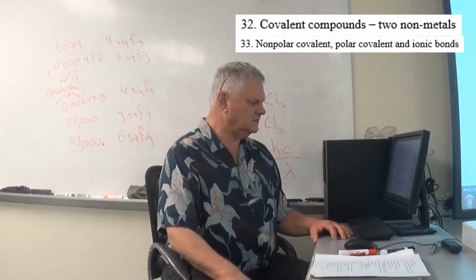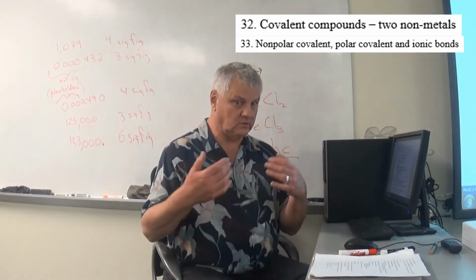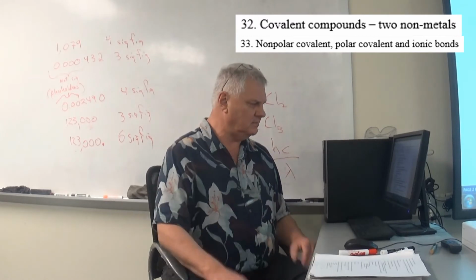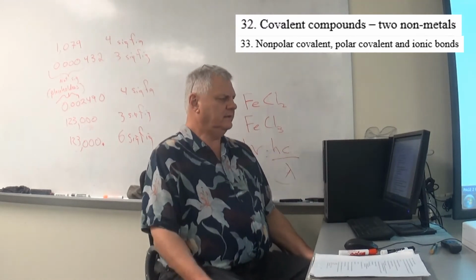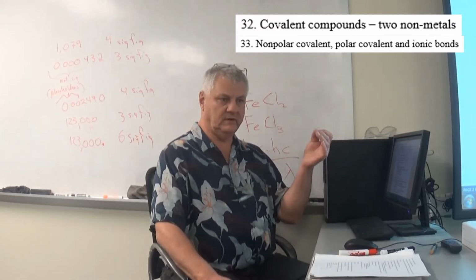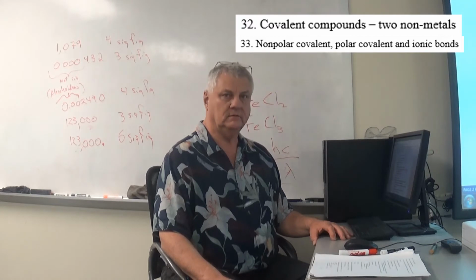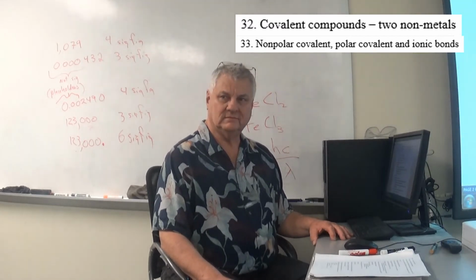Covalent bonds are formed between nonmetals, and we call those covalent compounds or molecular compounds. And the nonmetals are on the far right of the periodic table, so if there's a carbon and an oxygen in a compound, you know it's a covalent compound. Neither of those are metals.